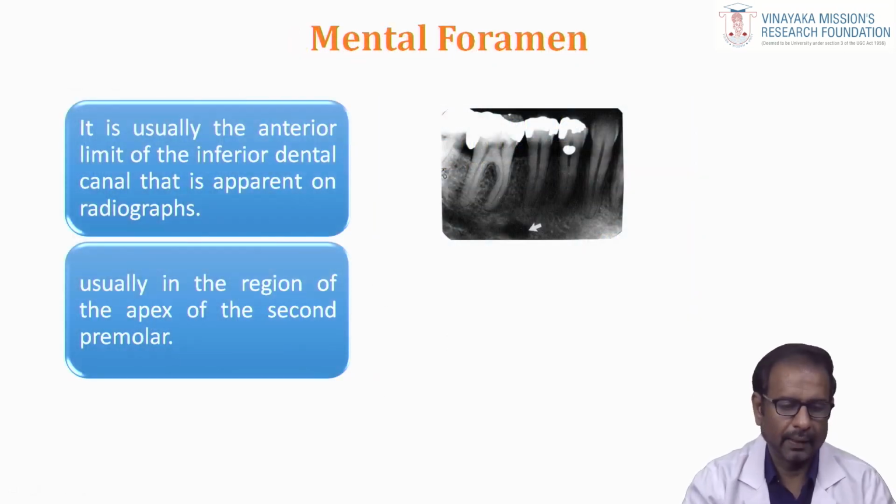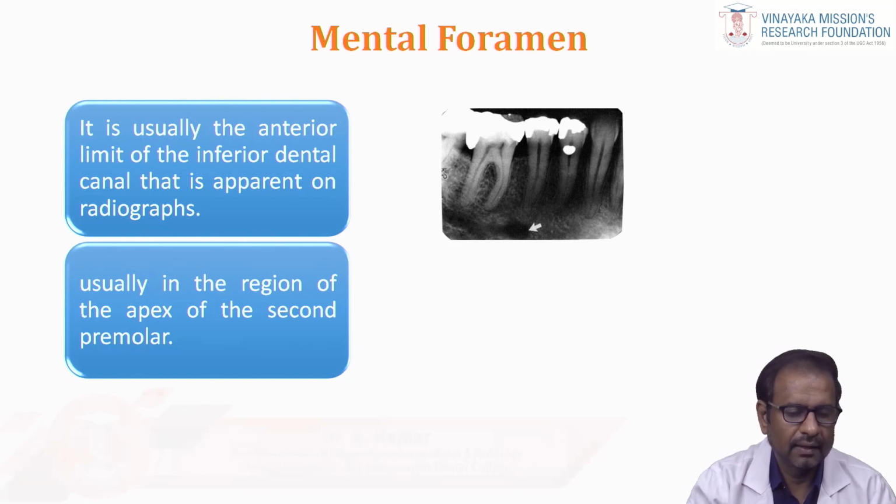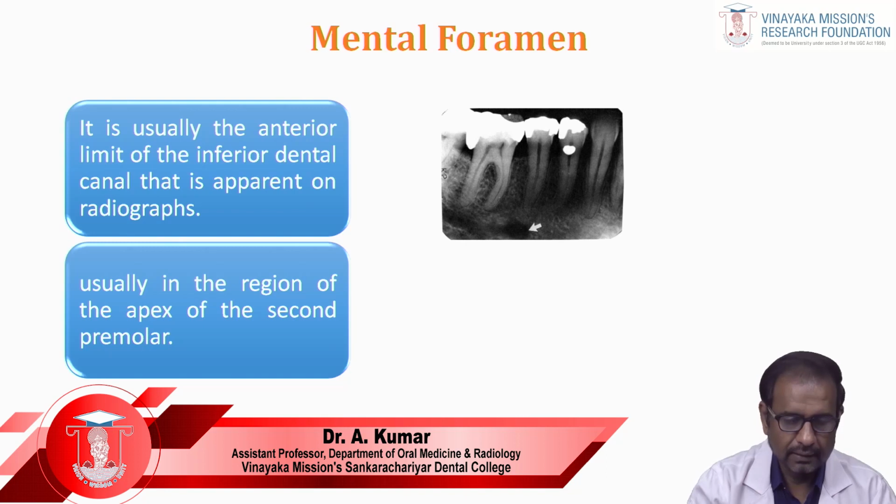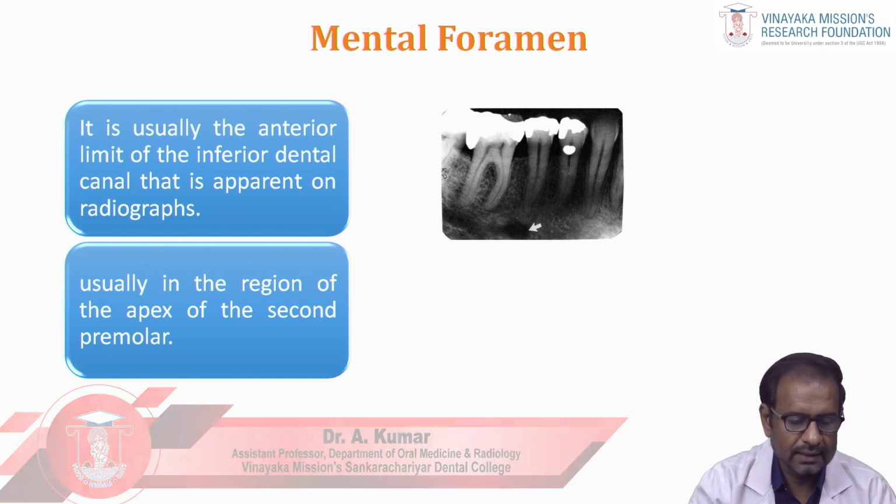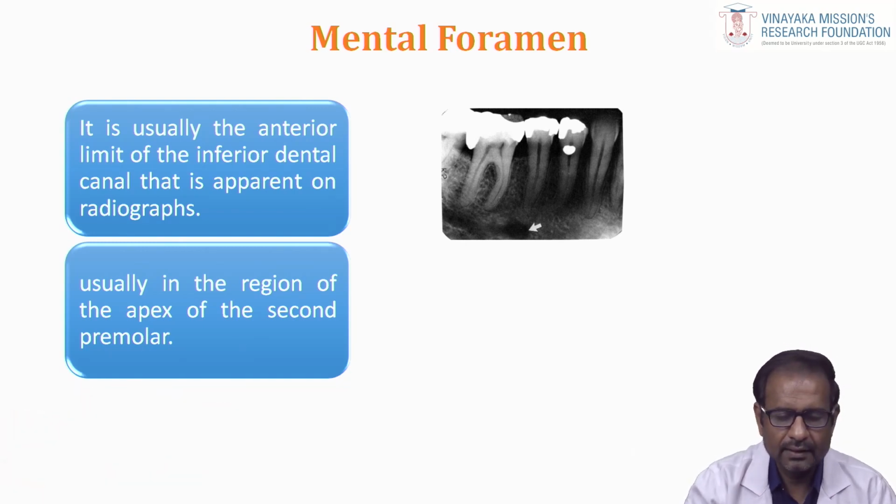Then the mental foramen. The mental foramen is usually at the anterior limit of the inferior dental canal. It is apparent in periapical radiographs. It is actually seen between the first and second premolar, below the roots of the first and second premolar. It appears as a small round radiolucent area.